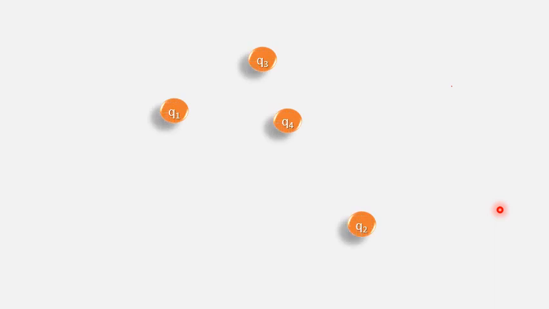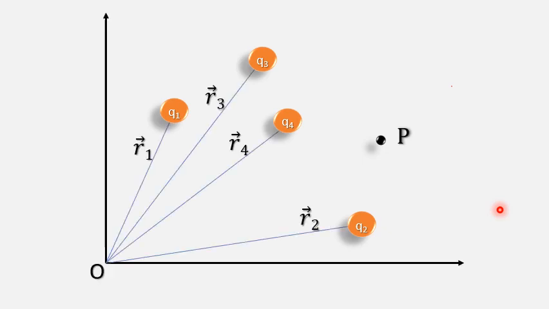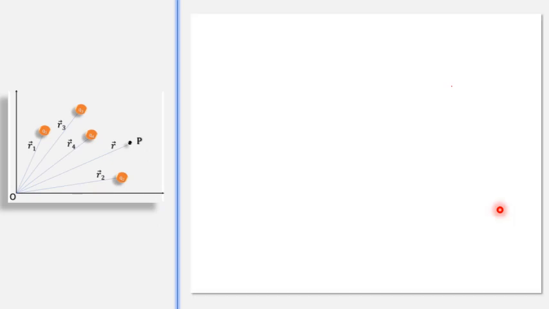Consider a system of charges. Say there are 4 charges and I have point P where I want to find out electric field. Now what does the superposition principle say? It says that if you want to find out electric field, you first find out the electric field at point P due to individual charges and then sum up. So earlier we have discussed that for a system of charges, electric field can be represented this way.